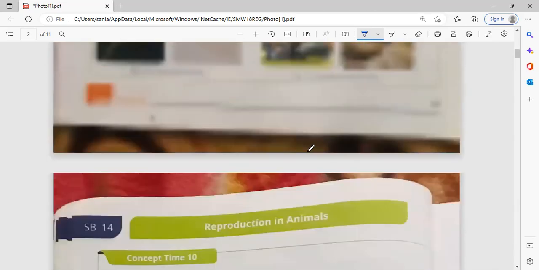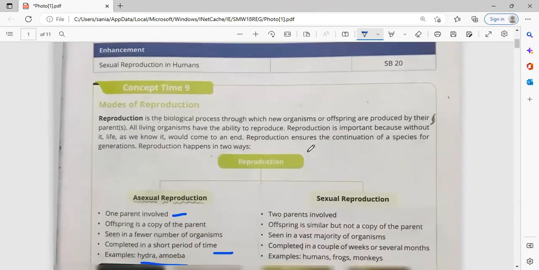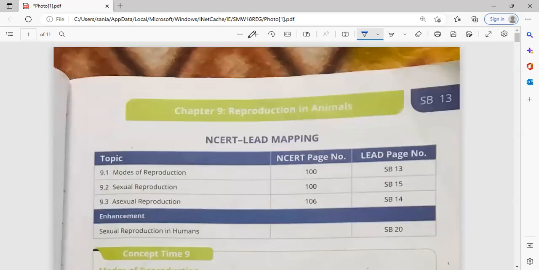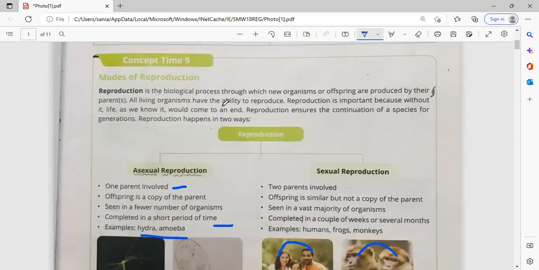Clear? Yes? No? Yes, ma'am. Okay. You will write the chapter, Reproduction in Animals, then you will write reproduction, then types of reproduction or modes of reproduction.